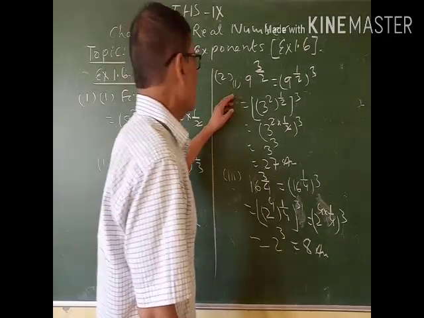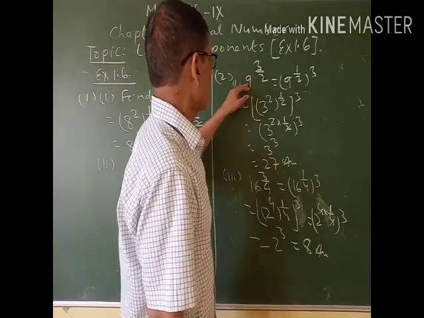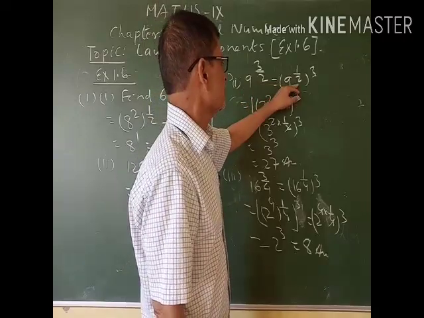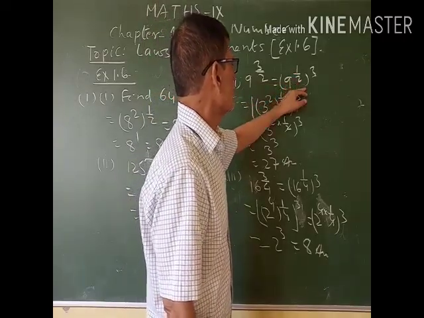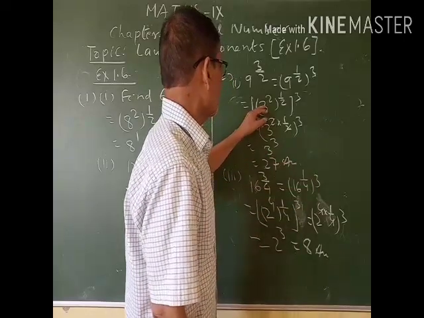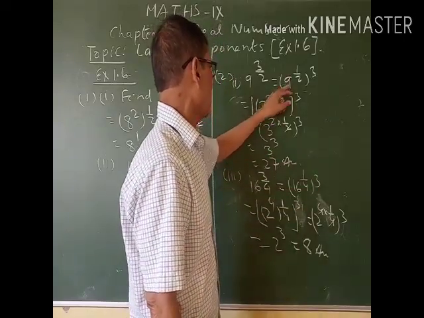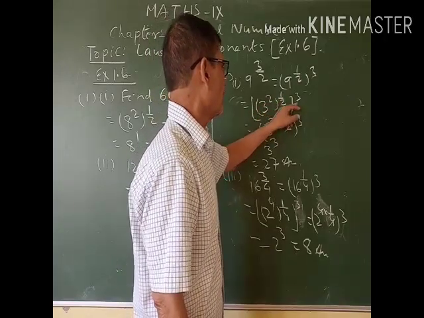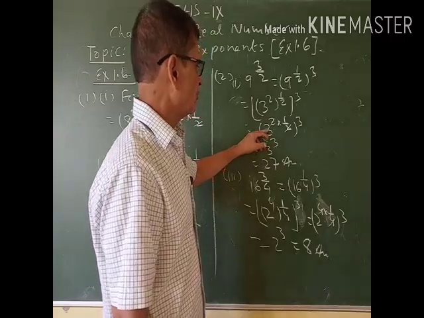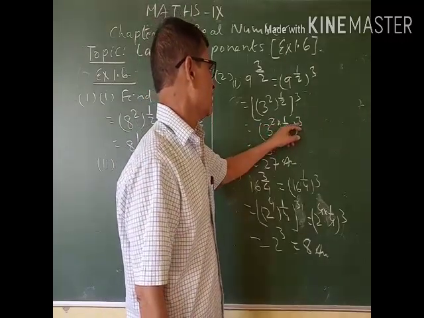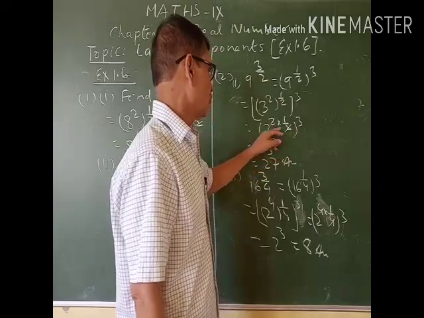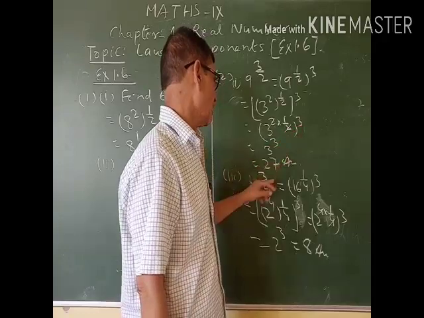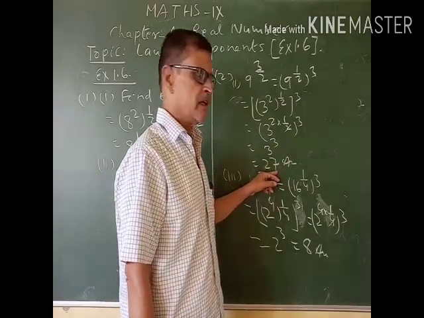Question number 2, you have to find out 9 to the power 3 by 2. You can write it like this: 9 to the power 1 by 2 whole cube. You can write 9 as 3 square to the power 1 by 2 whole power cube. This will be equal to 3 to the power 2 into 1 by 2 to the power 3. 2 is cancelled, and this is simply 3 to the power cube, and this will give you 27.